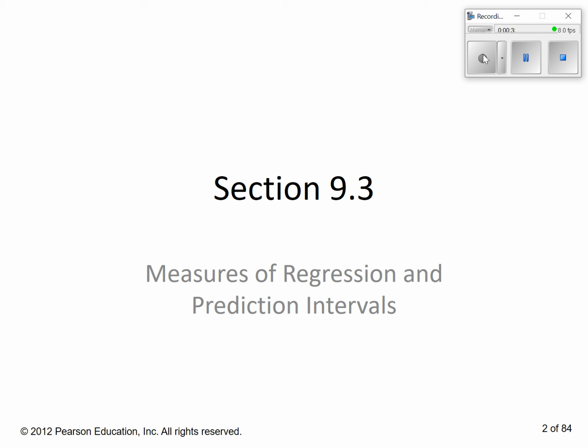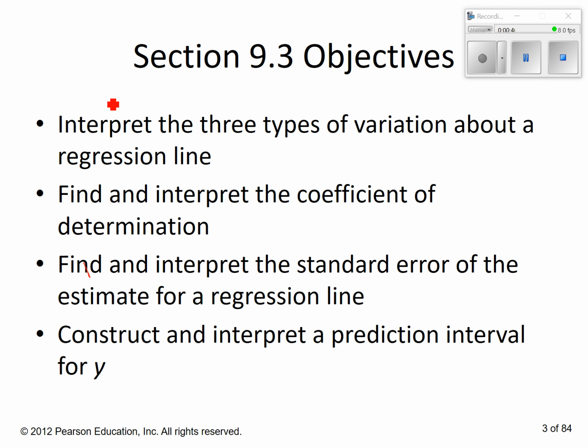This deals with measures of regression. That's what we've been dealing with, and prediction intervals. What we're going to do: interpret the 3 types of variation. There's 3 different types. We're going to talk about those.